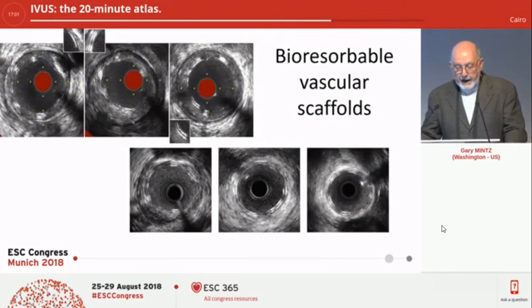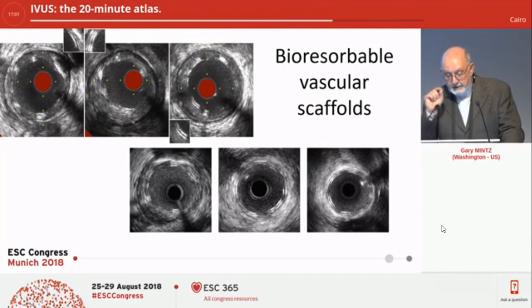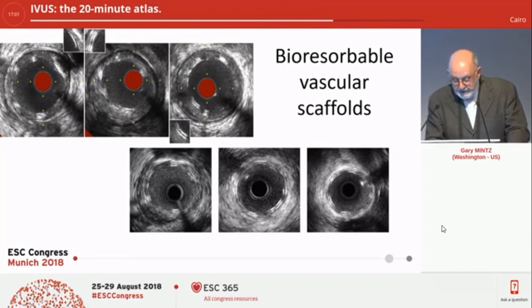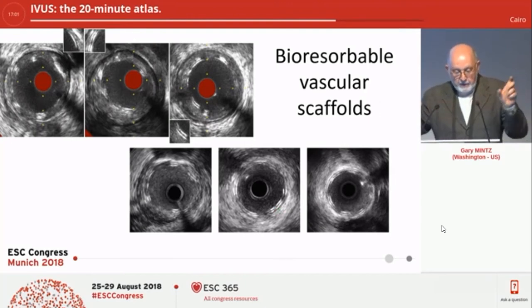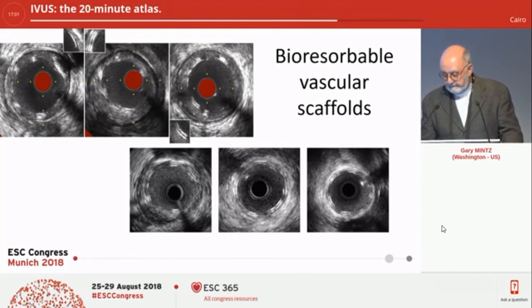This is a bioresorbable vascular scaffold. These are both the absorbed scaffold, not as clear as by OCT, but you see both the leading edge and the trailing edge of the scaffold, and there is smearing, however, so you don't get those nice tight boxes that you see with OCT.